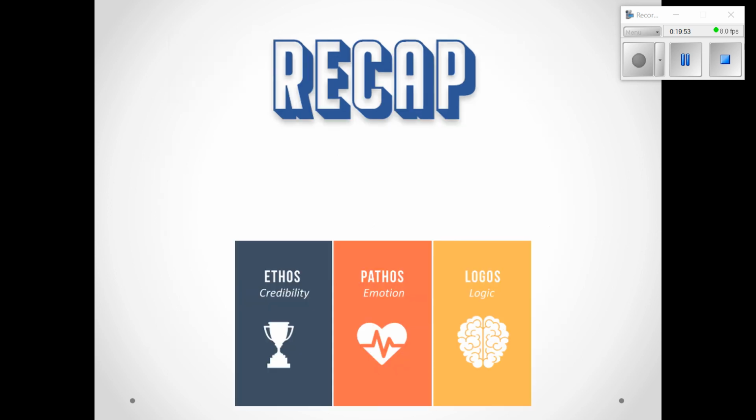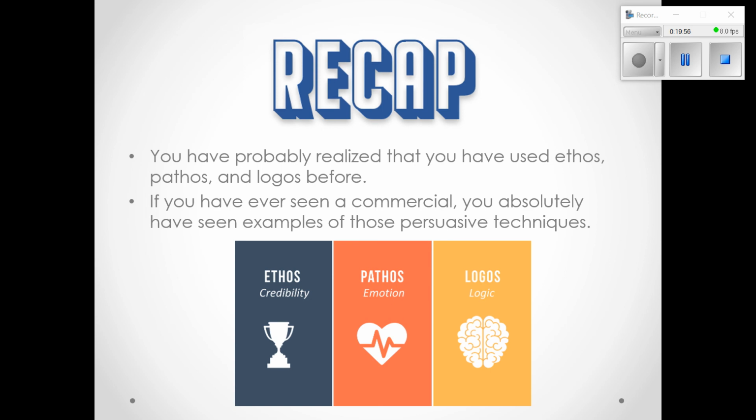So a recap of what we just talked about. You probably realized throughout that you have used ethos, pathos, and logos before. You've definitely seen it before, there's no doubt about that, but you've probably used them without realizing it. Okay, when you use those puppy dog eyes to ask your parents to let you go to the movies with your friends, you're using pathos and you're trying to appeal to their emotions, with your puppy dog eyes, your sad eyes, okay? So you have used them before, you've seen them before, and I think that commercials are the best way to teach that to you.